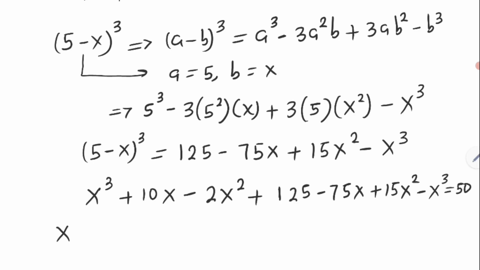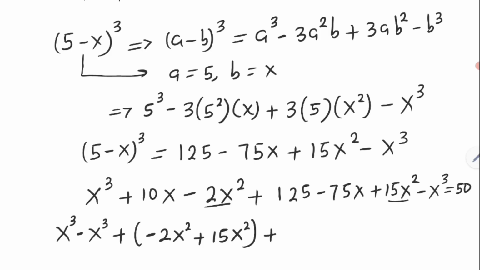This is x raised to power 3 minus this x raised to power 3, then plus here we have minus 2x square, that is this, then plus 15x square, plus here we have 10x, then this is minus 75x plus this 125 is equal to 50.